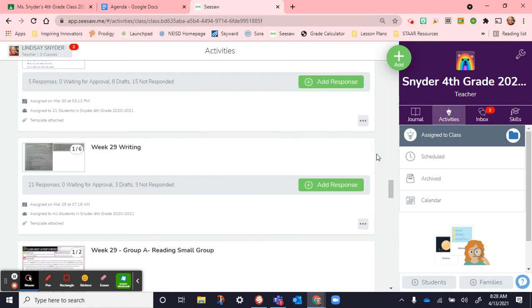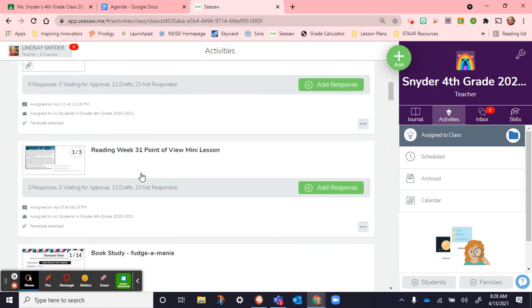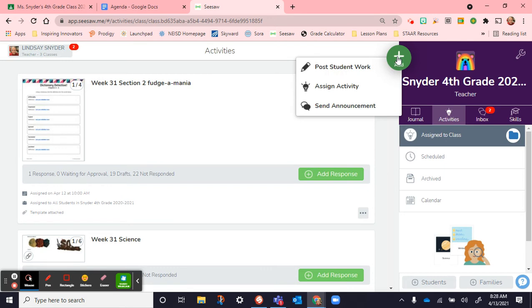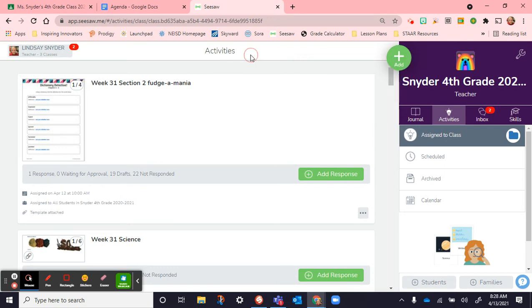And then what I want you to do with your scavenger hunt is I want you to click the add, and you're going to post work, and I want you to take some pictures of some things that you found that would be good for the meter stick, the centimeters, and the inches. And go ahead and get started with that.